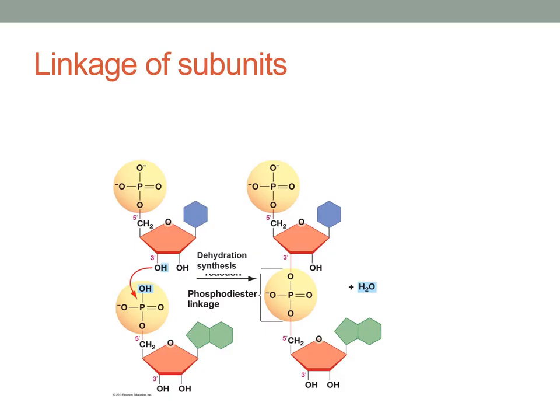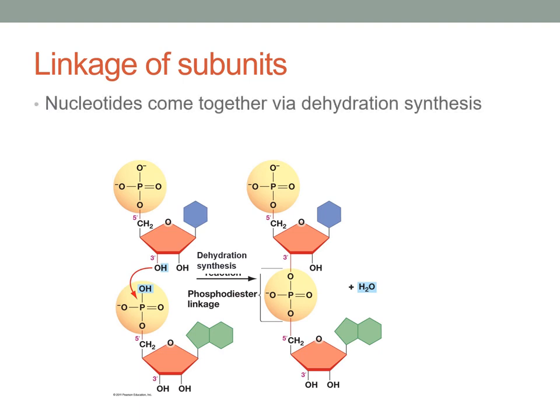So how do we link subunits together? Dehydration synthesis. Absolutely. So that's like linking these two nucleotides together, right? Steal an H from one and OH from the other. Take that water out, and then you form a linkage between the two. Dehydration synthesis.